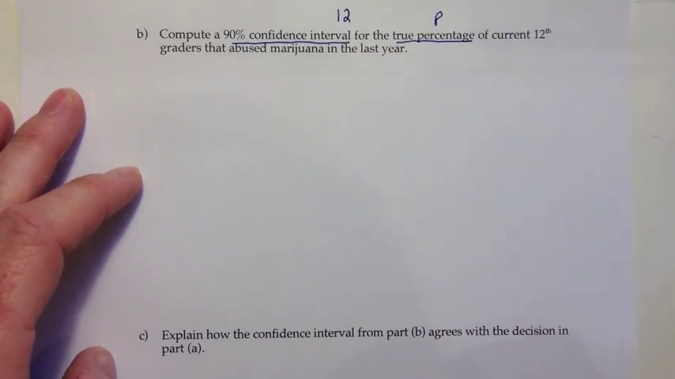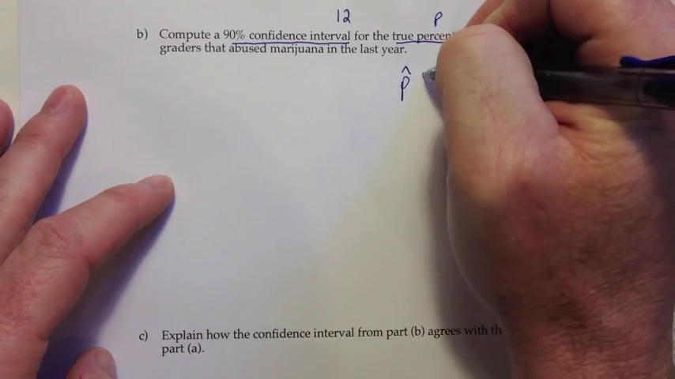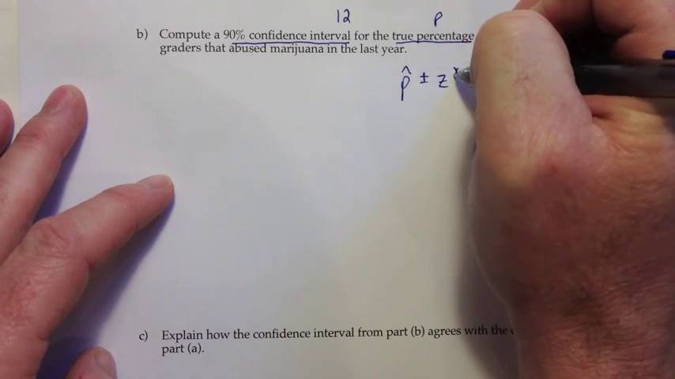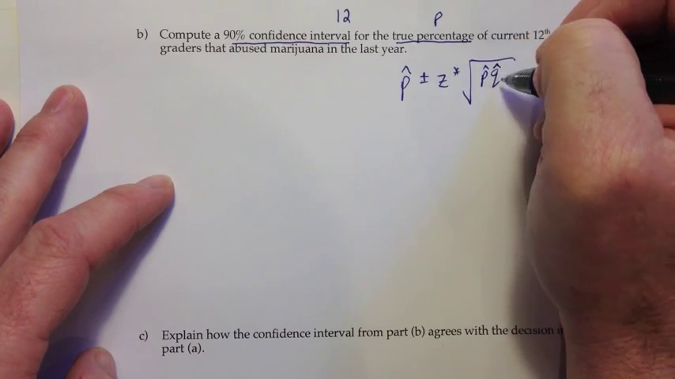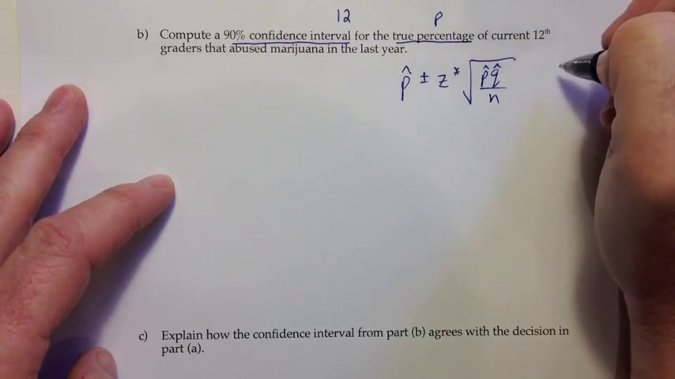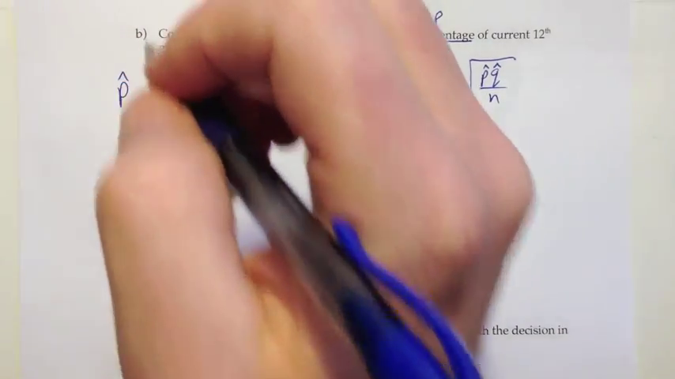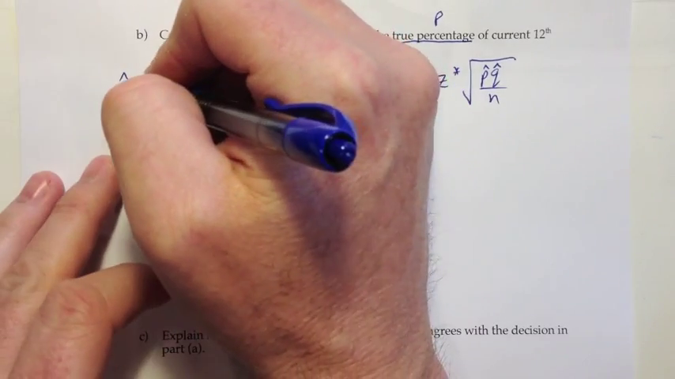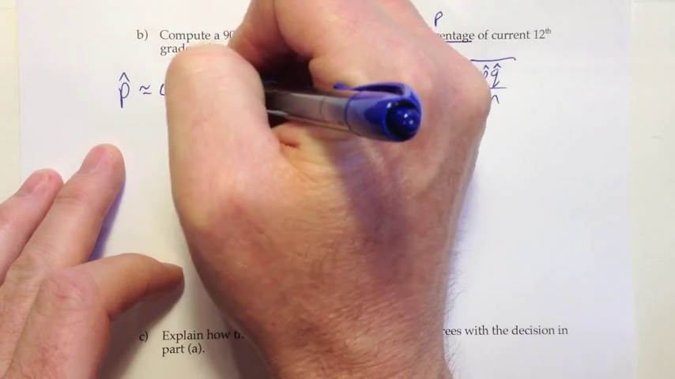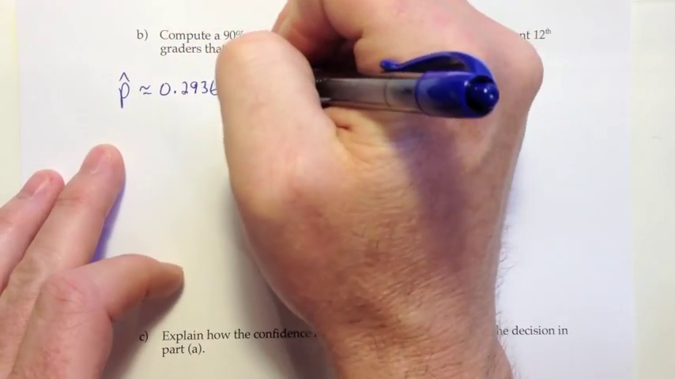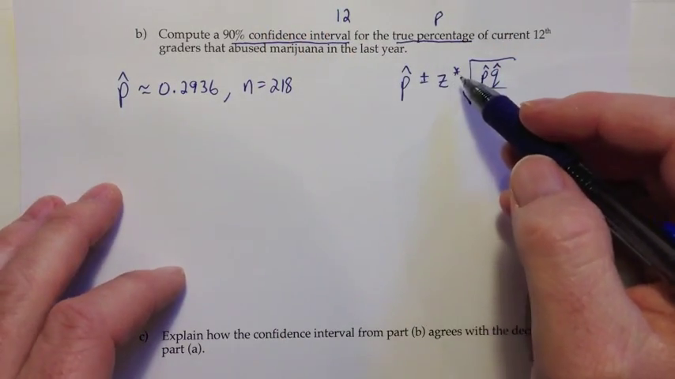So if I'm doing a confidence interval about P, or proportions, I'm going to use the formula P hat plus or minus Z star times the square root of P hat times Q hat over N. And if we think back to the previous page, we already know our value of P hat. We had computed that, and P hat was approximately 0.2936. So we're going to use that again, and we know our N was 218. The one piece of this that we don't have is the Z star.